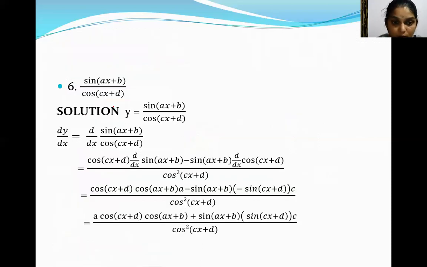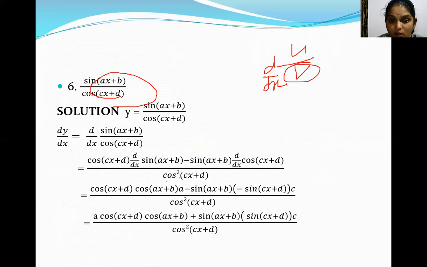Now you have one more function in the quotient form: sin of ax plus b upon cos of cx plus d. You will use the formula for the derivative of u by v. d by dx of u by v means, in the denominator you write the square of v, that is cos of cx plus d whole square, cos square of cx plus d, into d by dx of numerator, minus numerator as it is into d by dx of denominator. You will simplify and get the answer.